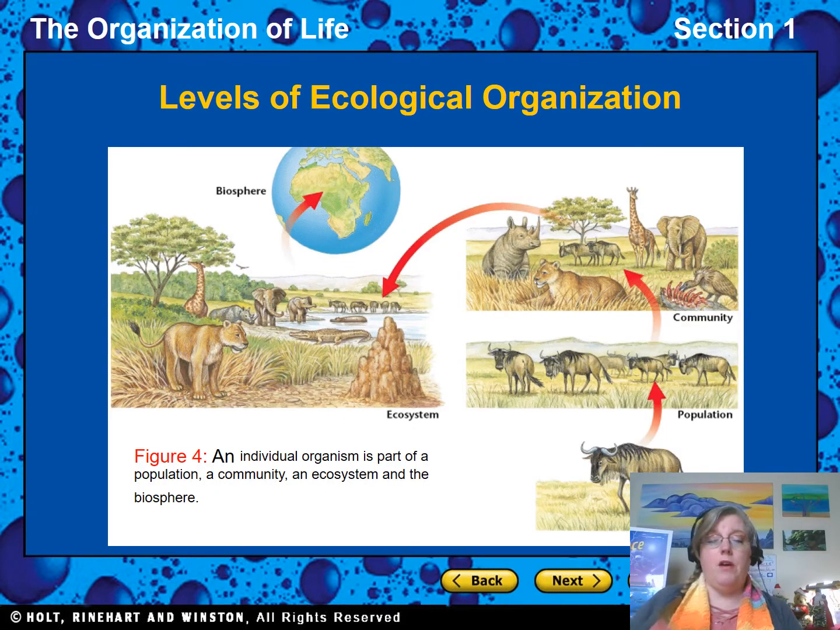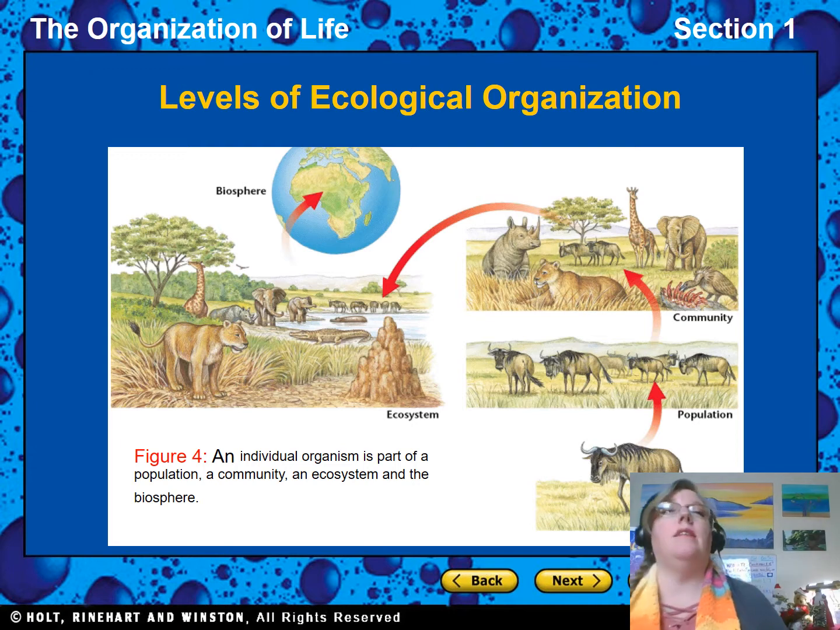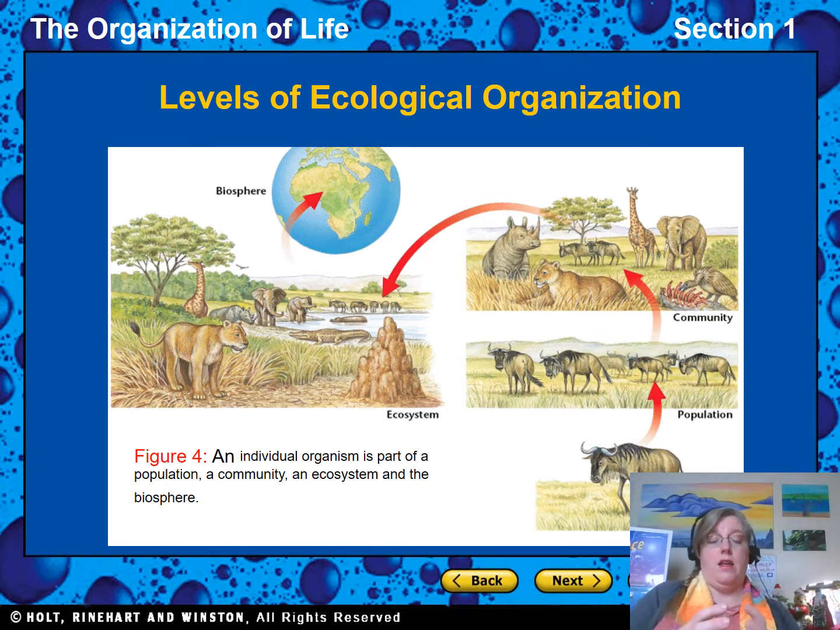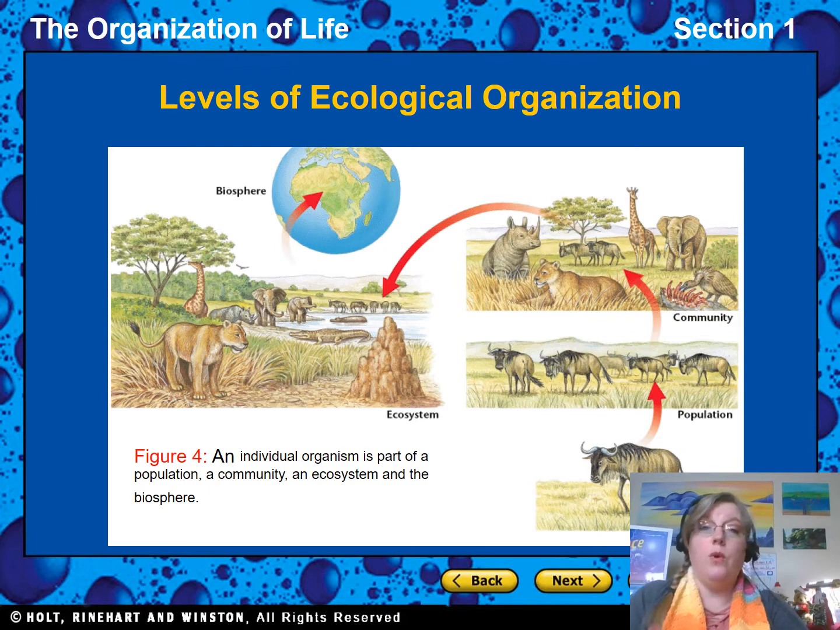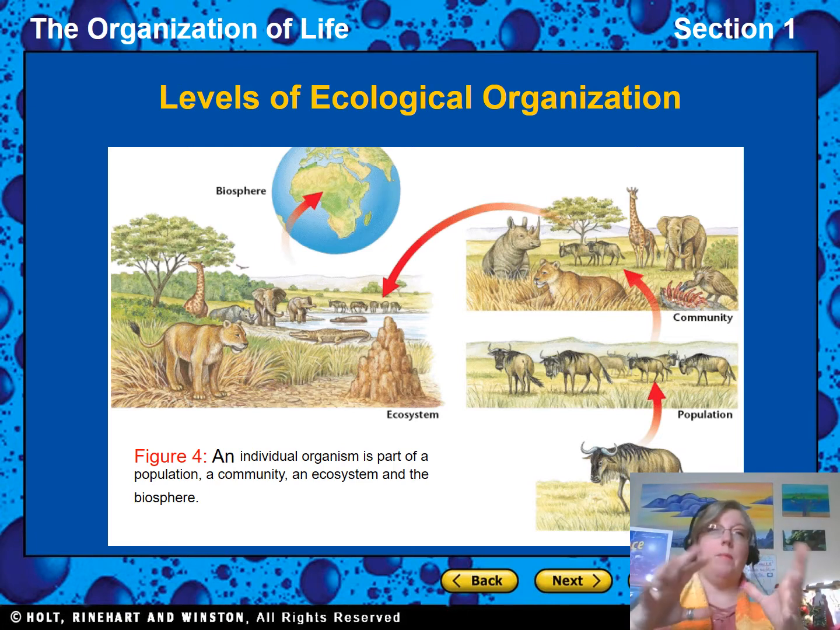Now, this is what I'm talking about, how scientists can divide living things from the smallest up to the largest scale. We can talk about, and you have or you will have in biology and physical science, a single atom, an atom into a compound and a molecule, and from there up to a cell and tissues, organs, organ systems, and the whole organisms.